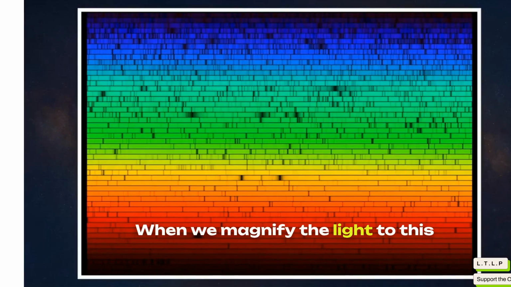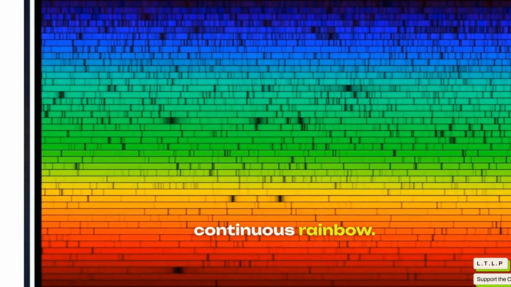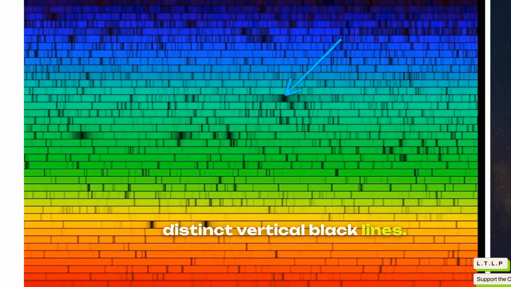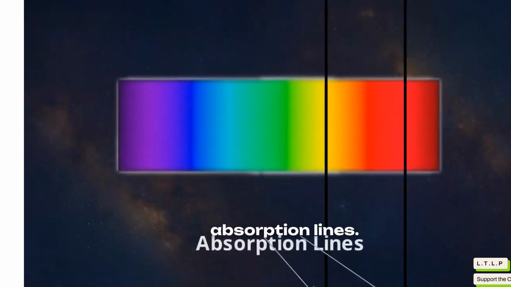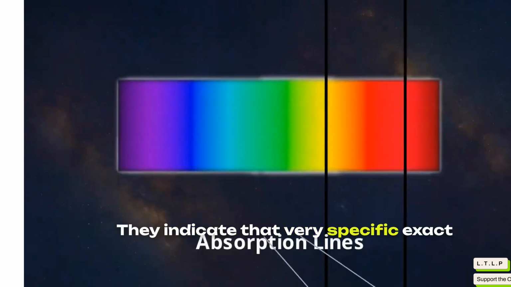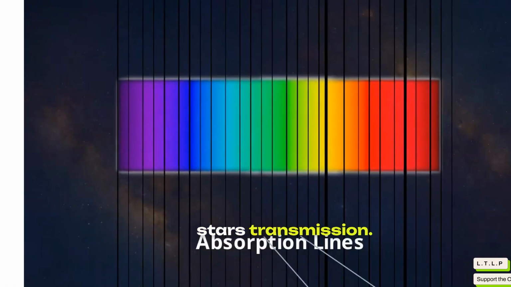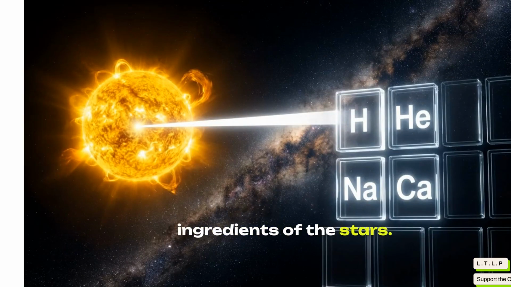When we magnify the light to this level, we see that it isn't a smooth, continuous rainbow. It is interrupted by hundreds of tiny, distinct vertical black lines. These dark gaps are called absorption lines. They indicate that very specific, exact shades of color are missing from the star's transmission. Understanding what happened to this missing light and exactly why it was erased reveals the chemical ingredients of the stars.